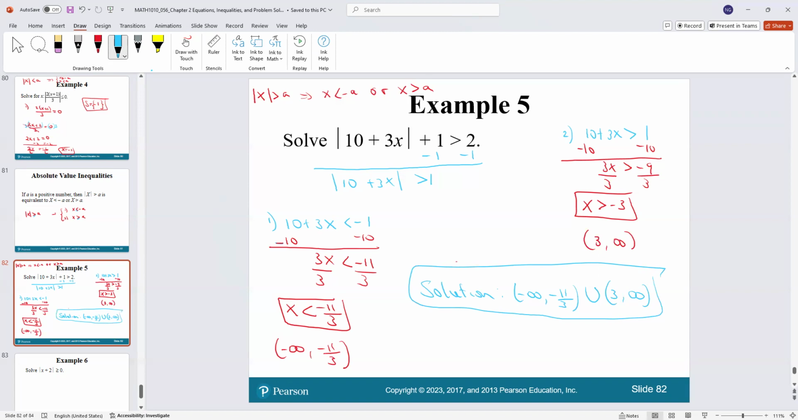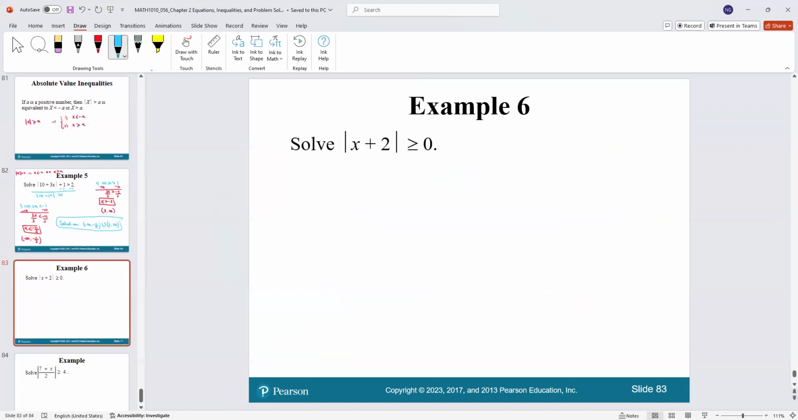All right, so I think we have two more to go. Let's do the next one. For this one also, they ask you to solve the absolute value of x plus 2 greater than or equal to 0. Remember, we said equal to 0. We cannot say less than 0. So it doesn't matter, you said plus 0, negative 0. You know 0 is not that.